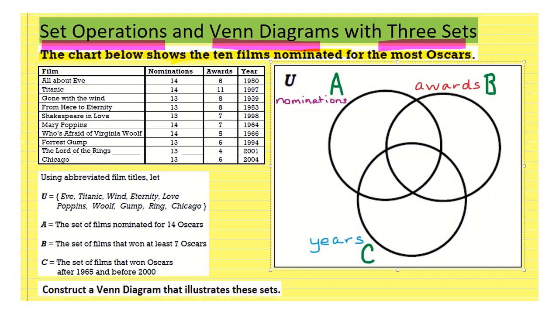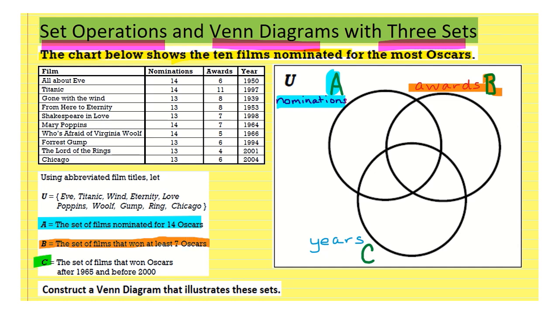So here I've updated the Venn circles. As you can see, set A is the nominations, the nominations for 14 Oscars. We also have the awards, which is the B category. Set B is the set of films that won at least 7 Oscars. And then we also have set C, the set of films that won Oscars after 1965 and before 2000, and here we'll label that years, set C. So each of the circles has its own criteria.